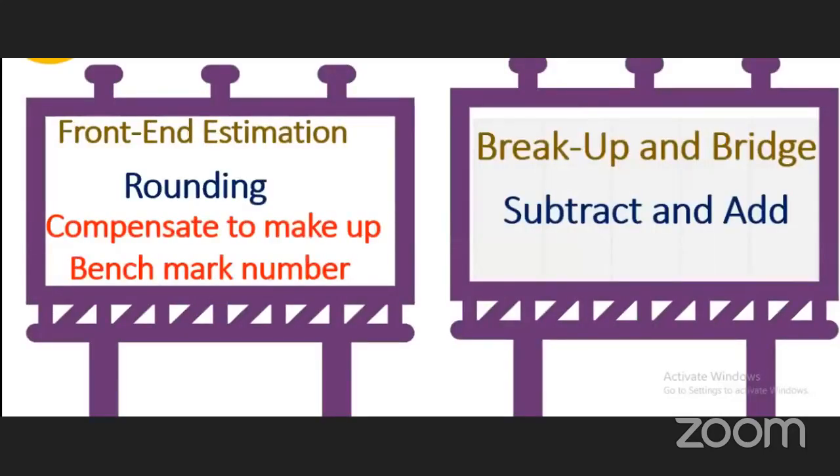Okay, so to solve a problem with mental math, we should know some strategies. First one, front-end estimation. Second one, rounding. Third one, compensate to make a benchmark number. Then break up and bridge. Then subtract and add. Let's remember together. Let's know with each other what the difference is between these strategies for mental math. We will get an example for each one.